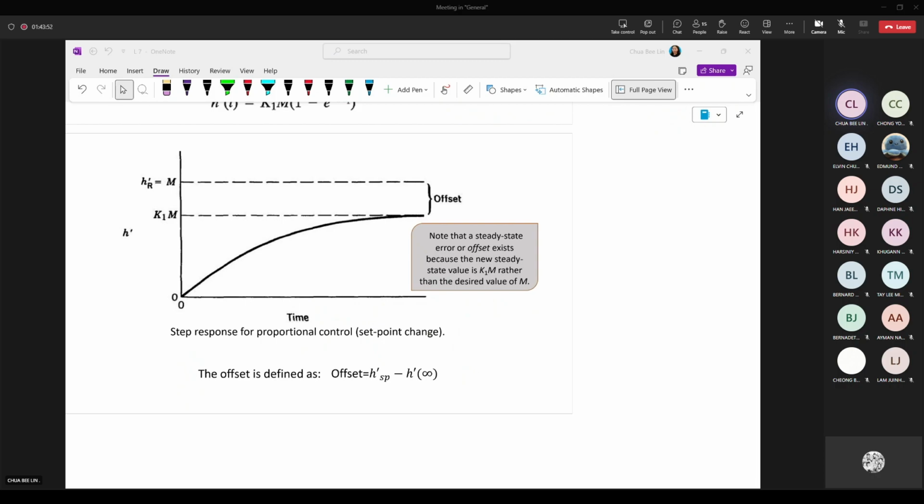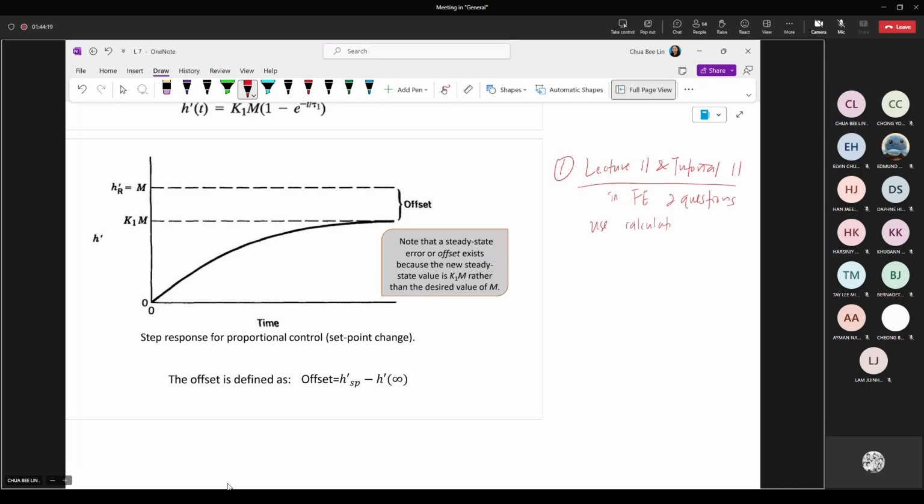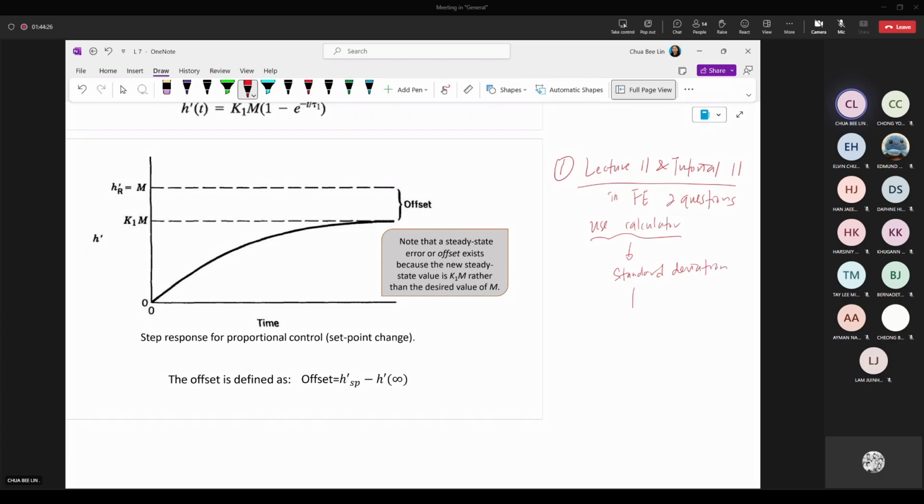So 6 o'clock, please come for the last session online also. We will cover the tutorial of this and also the scope of the final exam. Important here, you have to make sure of lecture 11 and tutorial 11. This one will be in the final. There will be 2 questions. Okay, and use the calculator to perform standard deviations, and also use the calculator to solve things like A plus B, A over B plus C, and so on, the ones involving solve. Okay, don't rearrange the equation to get the answer. Try to use your calculator's solve function, the alpha x, remember that one? Okay, so this is an important announcement.